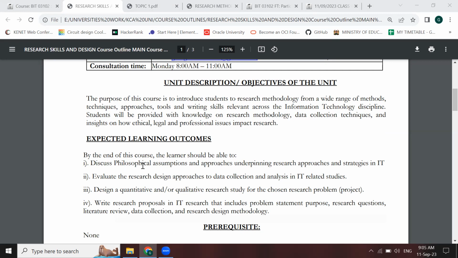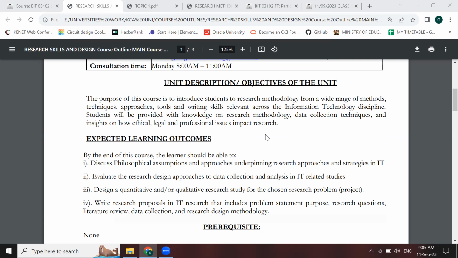Expected learning outcome, we need to discuss some assumptions, approaches that will have to be associated with research and some strategies in IT. And also here, we need to check some approaches of data collection, analyzing this data to do with the IT field. I'll also guide you through types of research. We have quantitative, qualitative research studies, and depending on the area that you want to research on, a specific method will have to fit in.